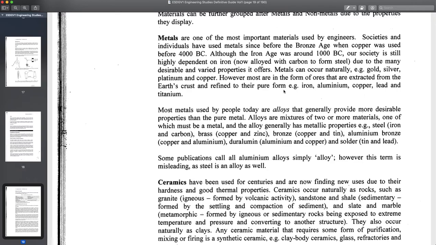Okay. Now, in this subject, we categorize all materials on Earth into metals, ceramics, compounds, or starts with a P.